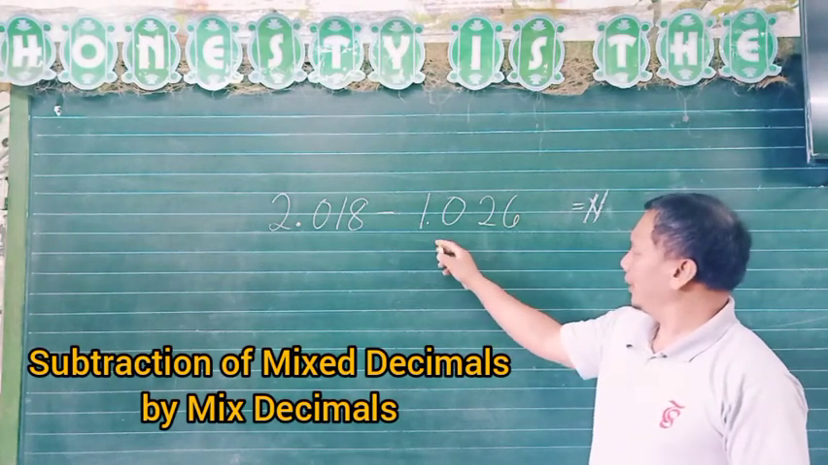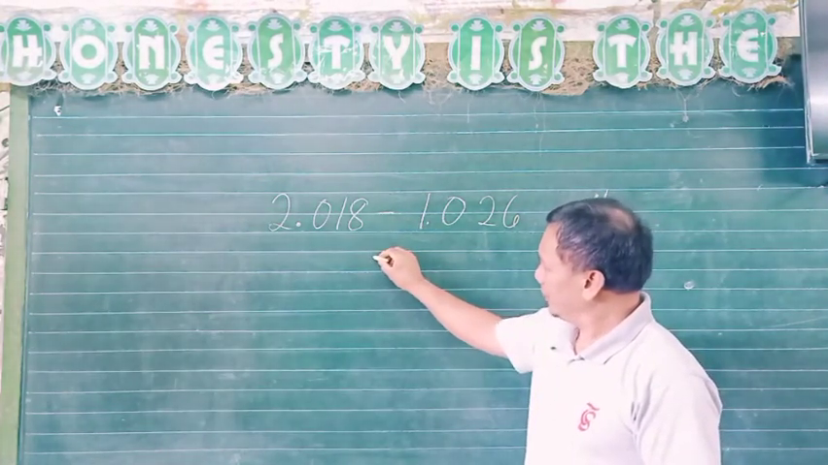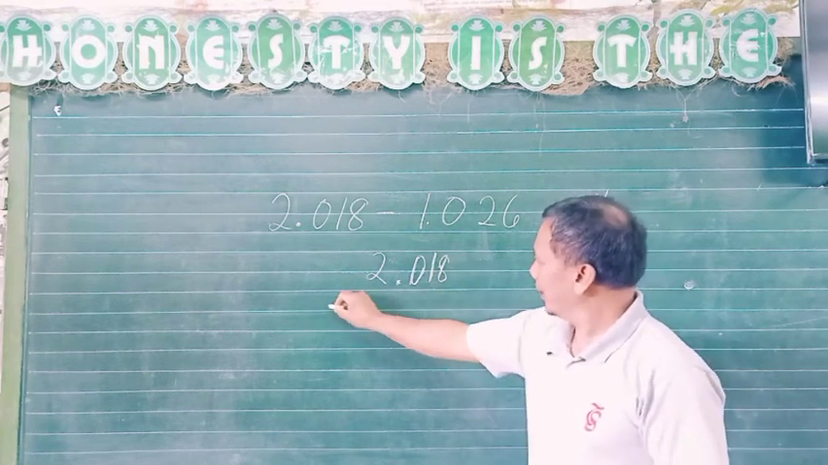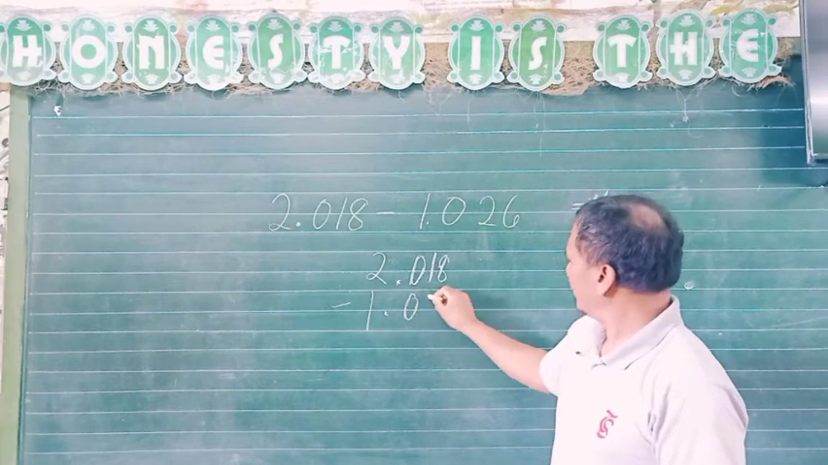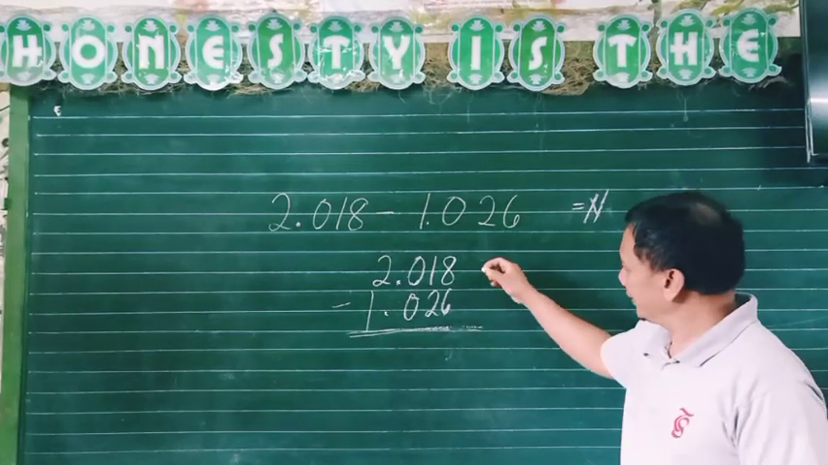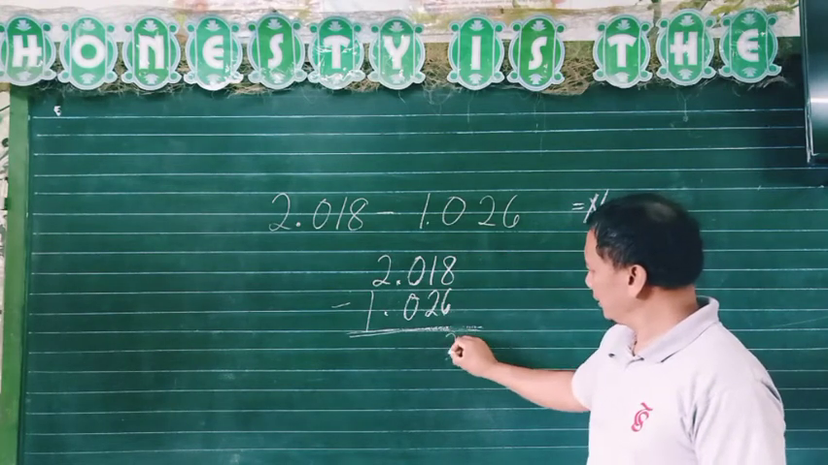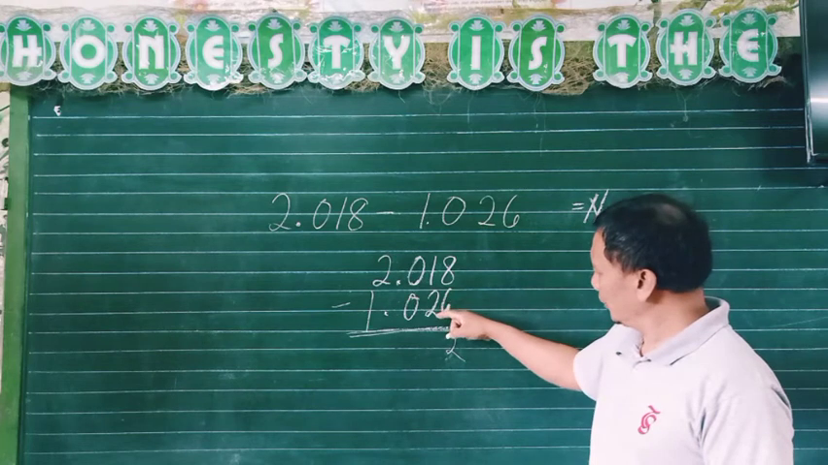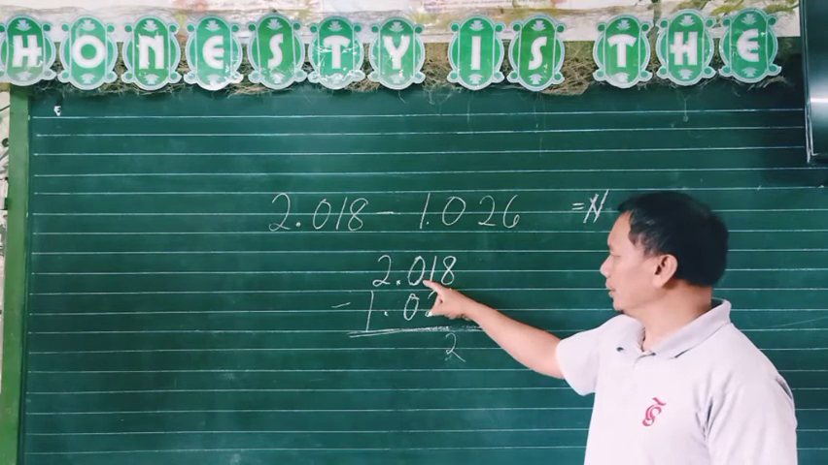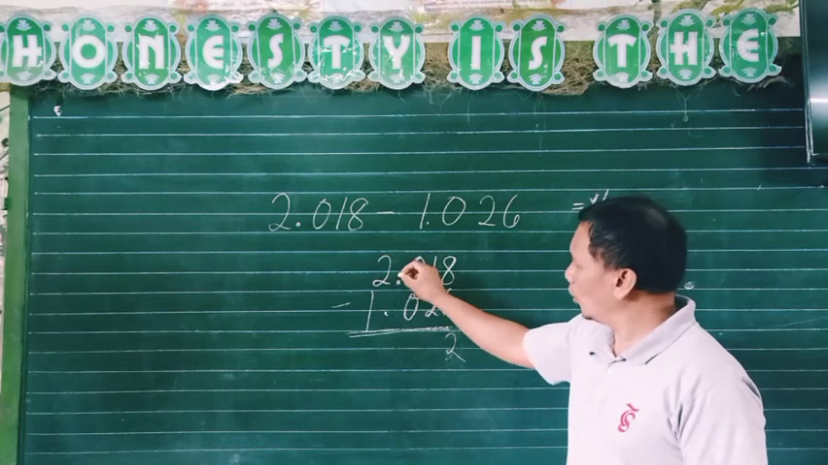Okay, another example is 2.018 minus 1.026. So again, first step, arrange in column 2.018 minus 1.026. So we arrange it in column, so start subtracting from the right again, going to the left. So 8 minus 6 equals 2. And 1 minus 2, it cannot be, so you borrow 1 from 0. Since this is 0, we consider this as 10. Because we are going to borrow 1 from the whole number part.